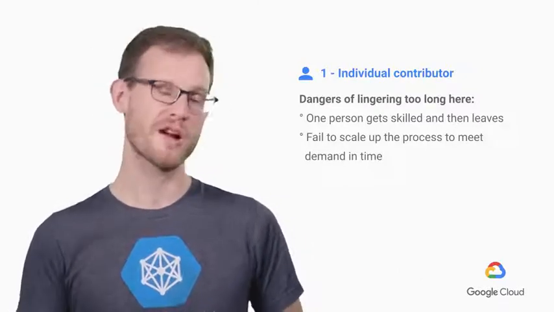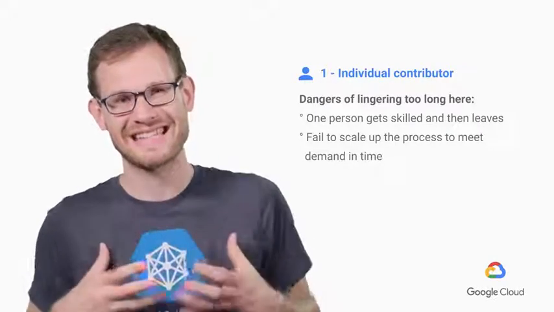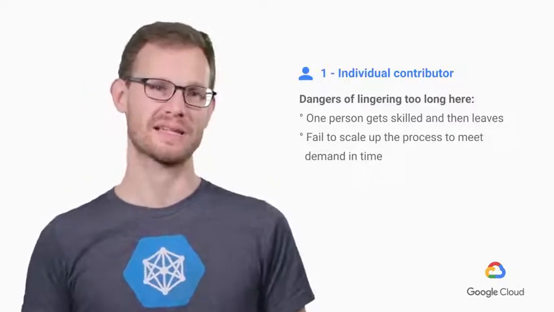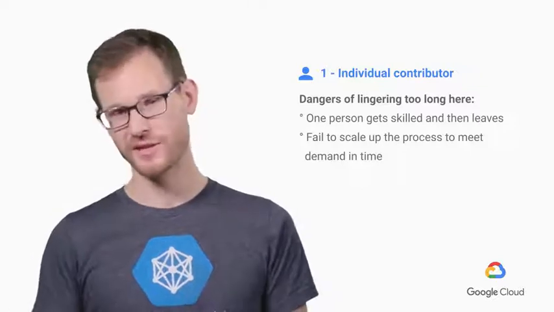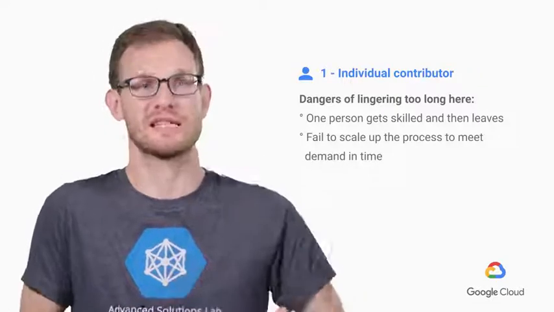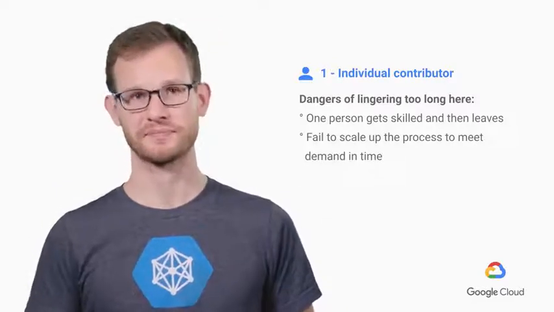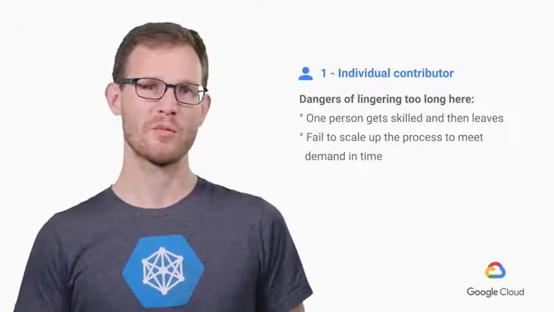And the one people more often think about at the individual contributor phase is they just can't scale up the process to meet demand in time. You've got one person doing something, suddenly you need 8, and no one's even formalized the process, and this poor man or woman just can't answer the phone fast enough. So what happens? Well, ideally we move on to the delegation phase.